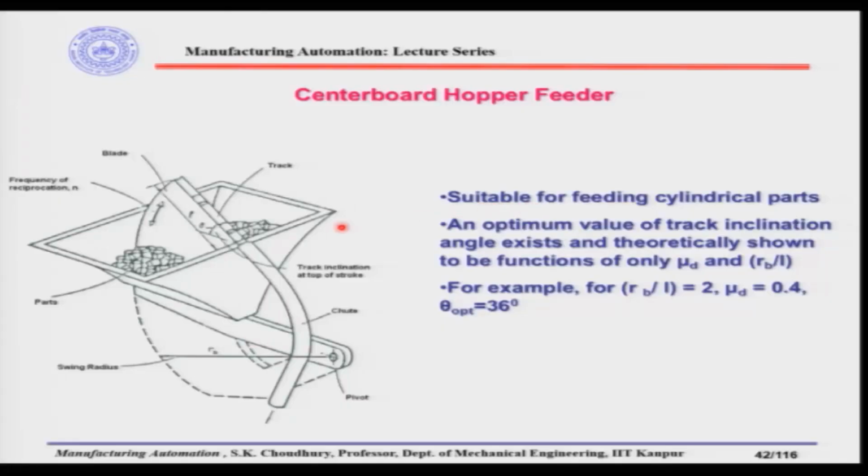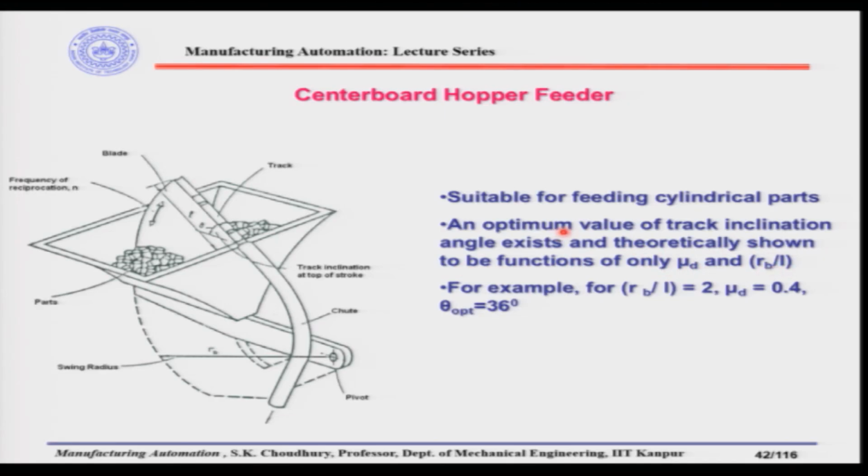Now, this kind of centerboard hopper feeder is suitable for feeding cylindrical parts mostly. That means the silhouette of the track, or the shape of the track, is as per the cylindrical part, so that those parts in the right orientation can be nested. An optimum value of track inclination angle exists and is theoretically shown to be a function of only mu d and RB by L, which we can see later on.